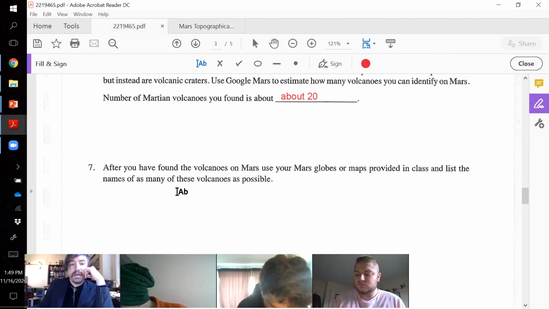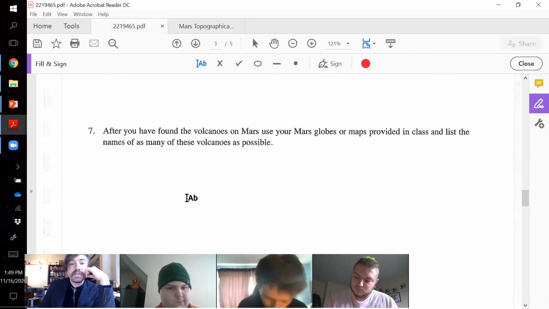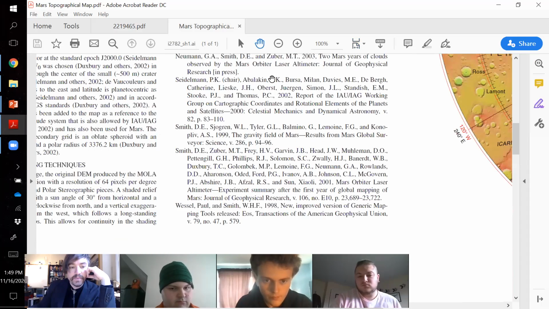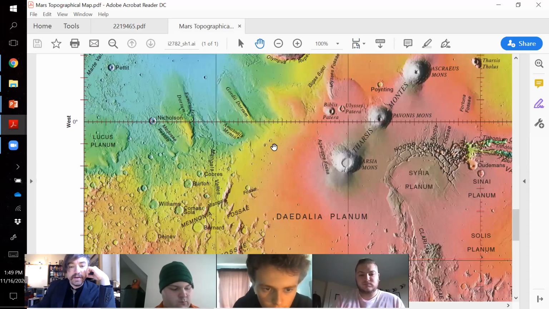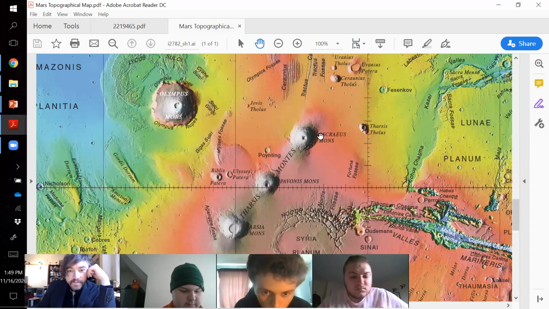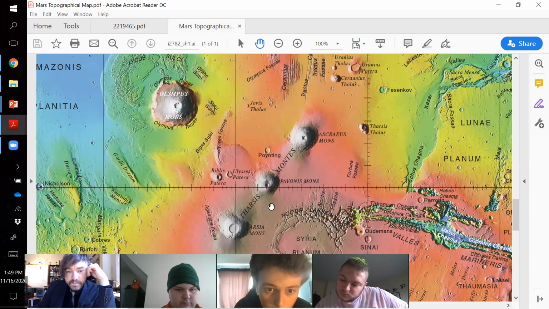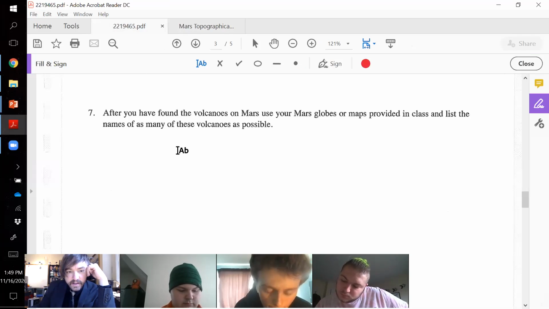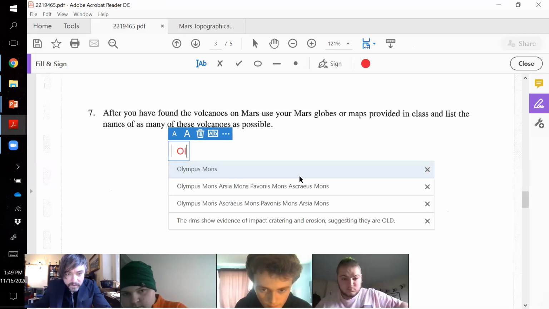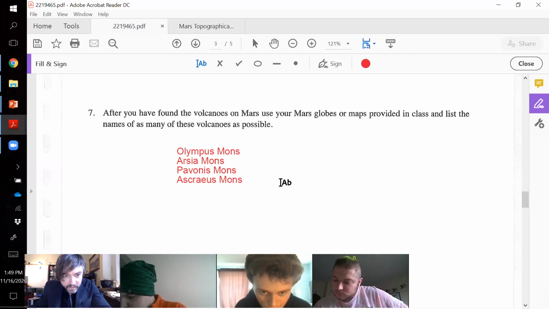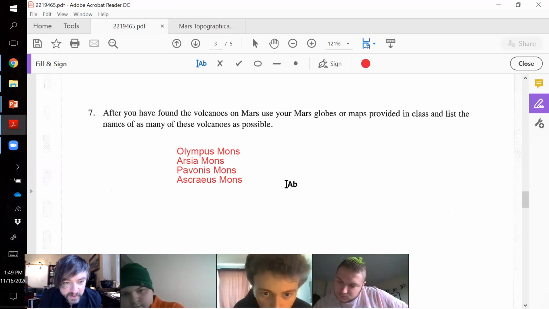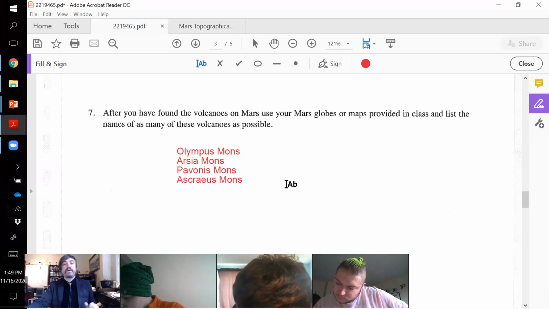Okay. It says list the names of as many as possible. We're just going to list the names of the 4 biggest volcanoes. The 4 big boys are the ones that we find over here in the Tharsis Montes range: Olympus Mons, Ascraeus Mons, Pavonis Mons, and Arsia Mons. I'll show you how to spell those. Olympus Mons. Oh, okay, these have them. There we go. Olympus Mons, Arsia Mons, Pavonis Mons, and Ascraeus Mons are the tallest 4 volcanoes on Mars.